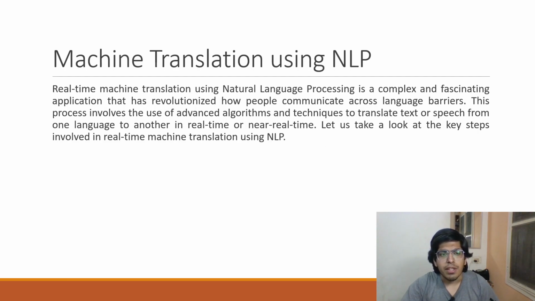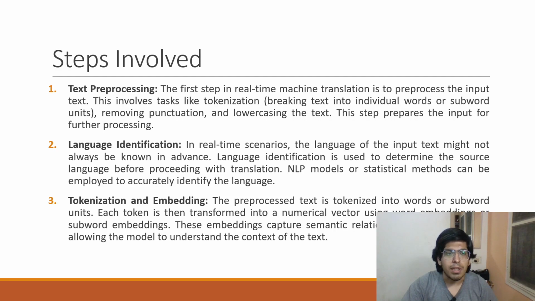Machine translation using NLP is a complex and fascinating real-time application that has revolutionized how people communicate across language barriers. This process involves the use of advanced algorithms and techniques to translate text or speech from one language to another in real time or near real time. Let us now take a look at the key steps involved in real-time machine translation using NLP.